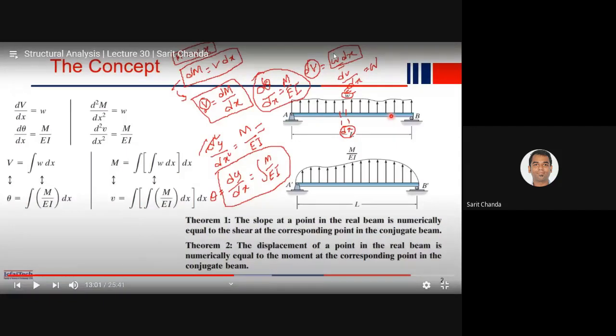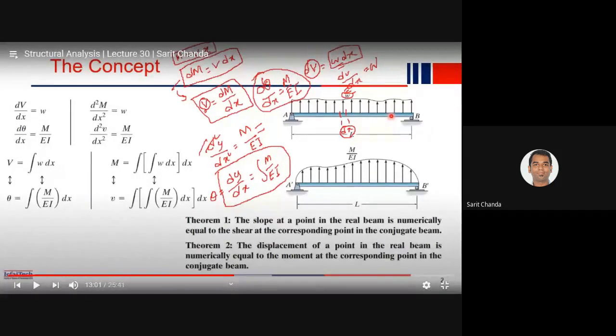Did you understand what I was talking about in the conjugate beam concept? The conjugate beam is nothing but an imaginary beam. This is the original beam, which has the loads, either UDL or concentrated, whatever the load may be. This is our real beam. In this method we have two types of beams: one is the original beam, which will be given to us, and the other is the conjugate beam, which is the imaginary beam that we have to develop from the real beam itself.